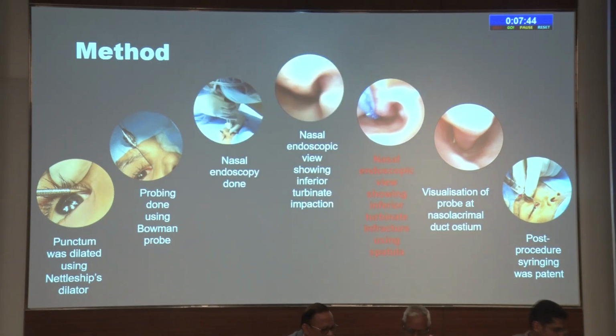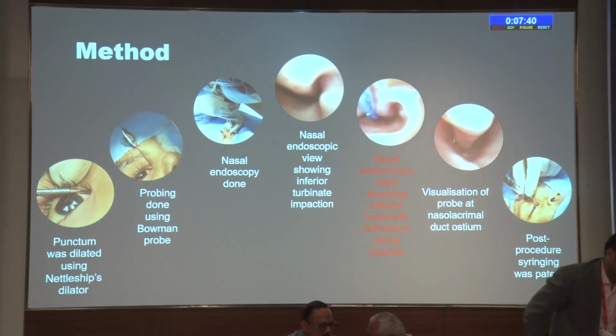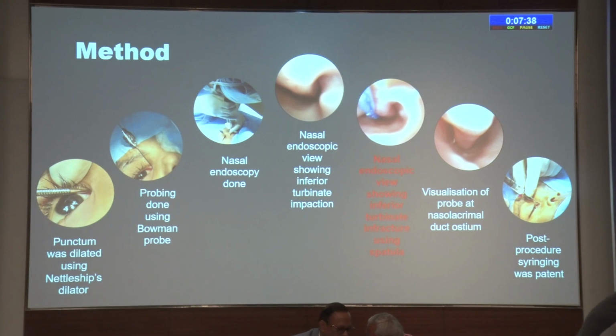Using the lens spatula, the inferior turbinate impacted towards the lateral wall was medialized towards the nasal septum, and the patency was identified with the visualization of the nasolacrimal probe at the ostium, followed by patent syringing. The patient was discharged on antibiotic and tapering steroid eye drops. The patient was followed up at 1 week, 4 weeks, 3 months, and 6 months, and then annually.